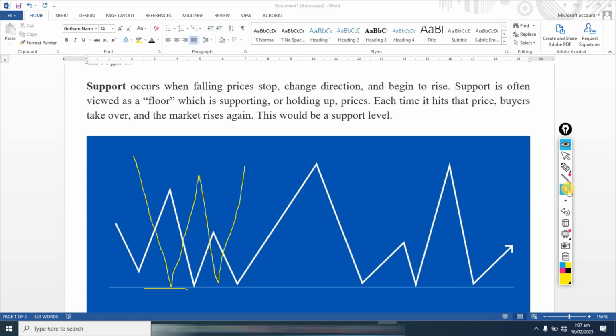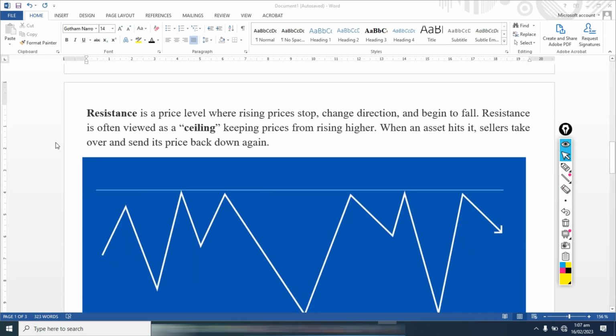Now good. So now let's delve into the other one, which is called what now? Resistance. Now resistance, it says, is a price level where rising prices stop, change direction, and begin to fall. Resistance is often viewed as a ceiling that keeps prices from rising higher.